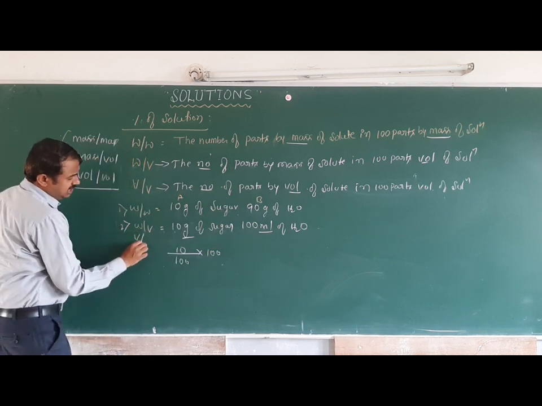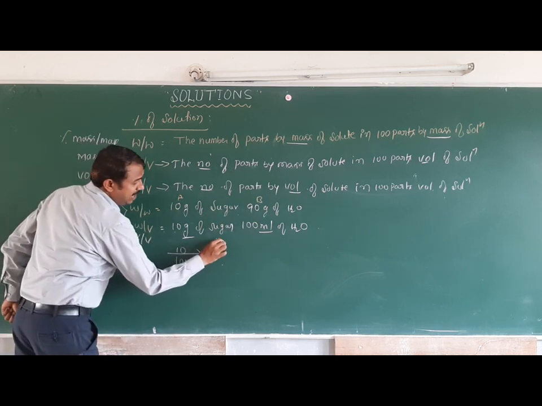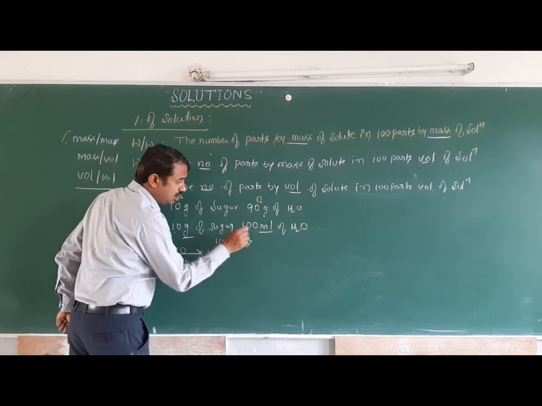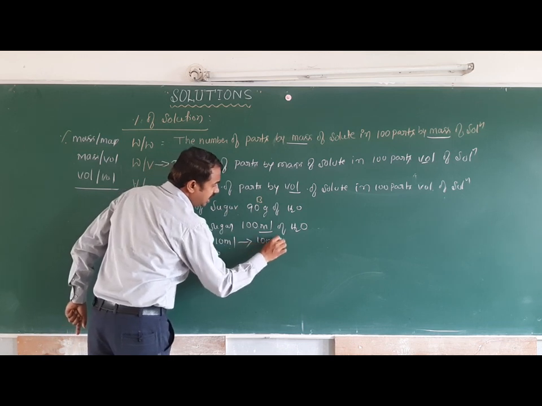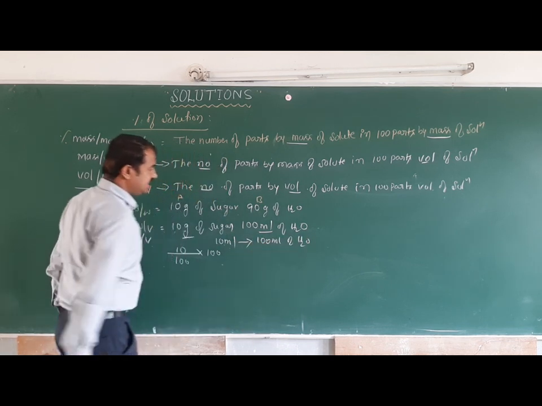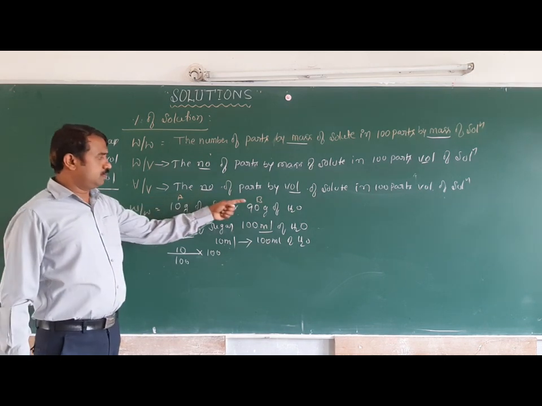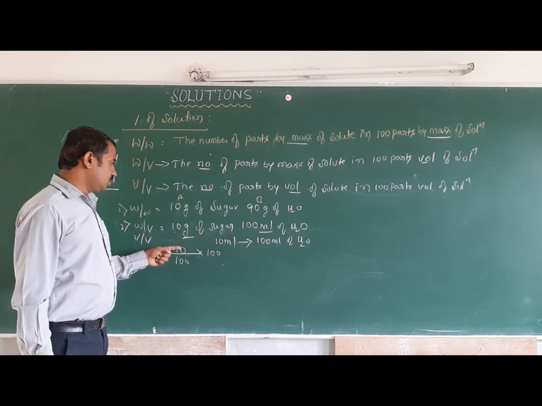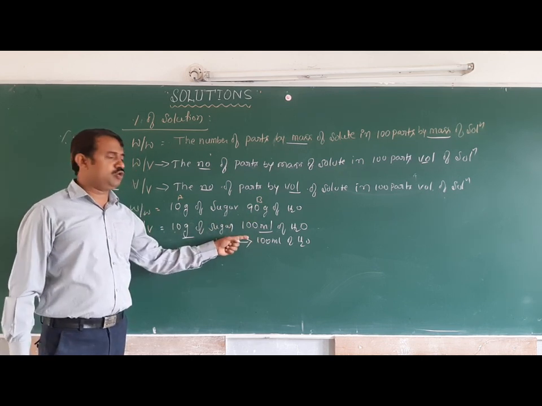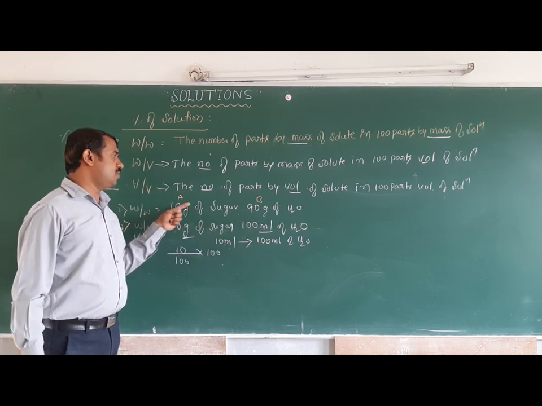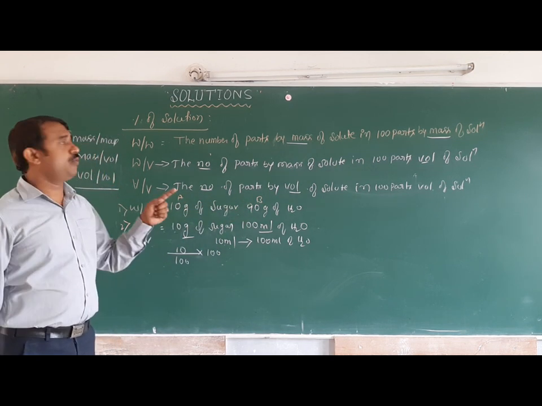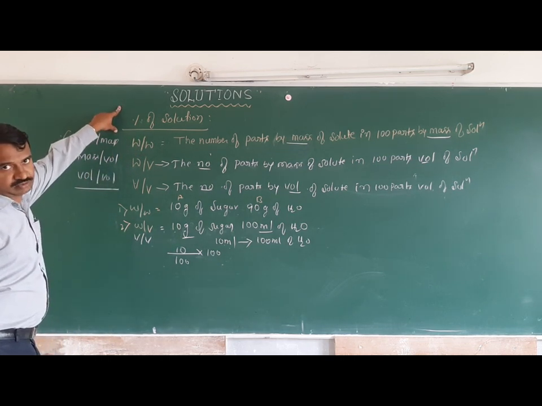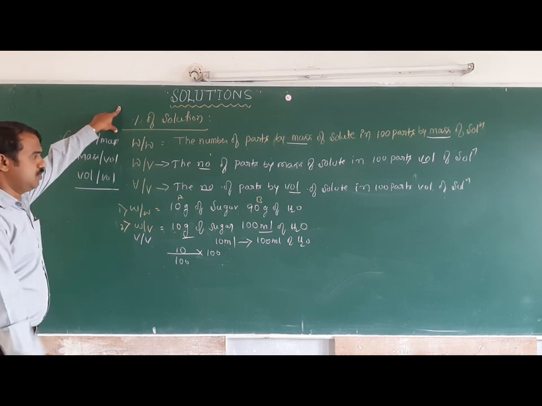Volume by volume means 10 ml of ethanol is present in total 100 ml of solution. That is gram by gram, gram by ml, and ml by ml: weight by weight, weight by volume, volume by volume. This is the definition of percentage of solution. This is one of the important facts.